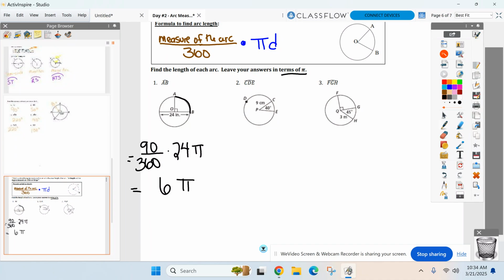Next up, CDE. Follow the order of the letters. I'm looking for this major arc now. First step, what's the degree measure of that arc? Be careful what you say here. I know you see a number, but it's not that number.